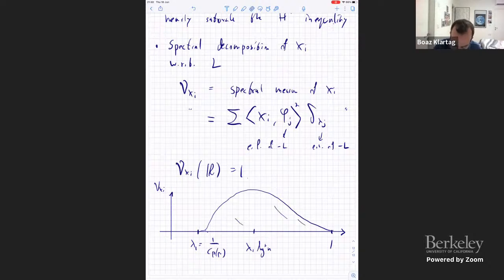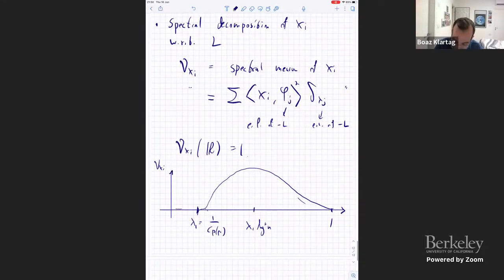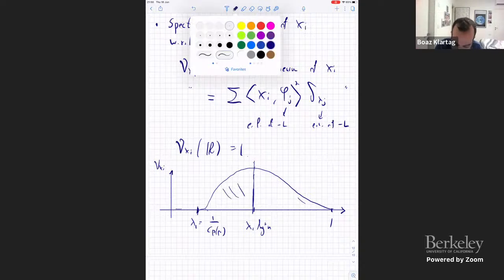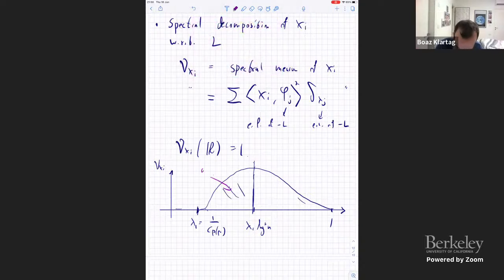Okay. And what do I know? So first of all, the mass starts at lambda 1 because there's no spectrum below it. This is the spectral gap. And I know that the median is here, so at least half of the mass is below log n times lambda 1.